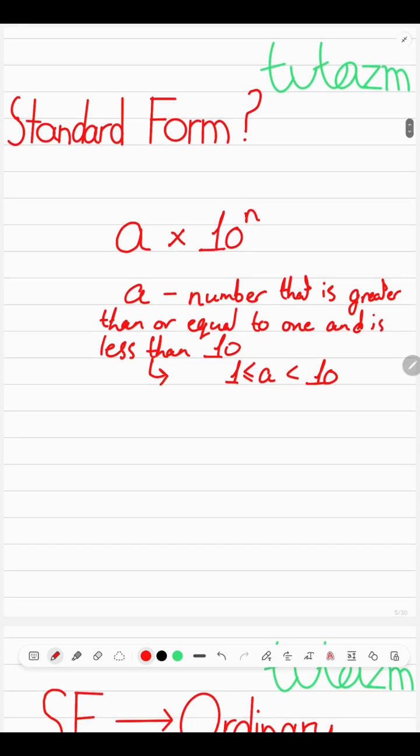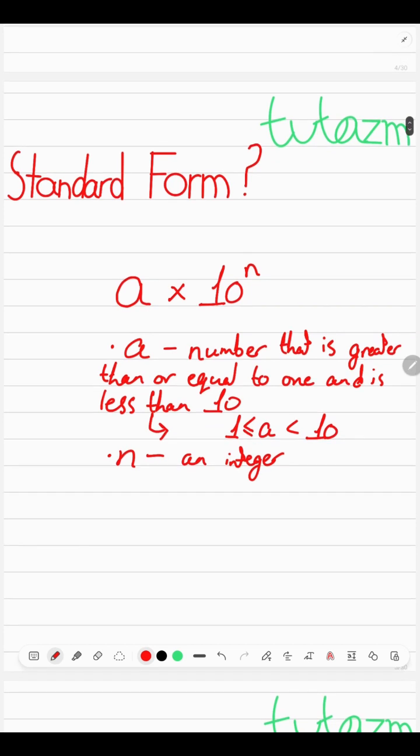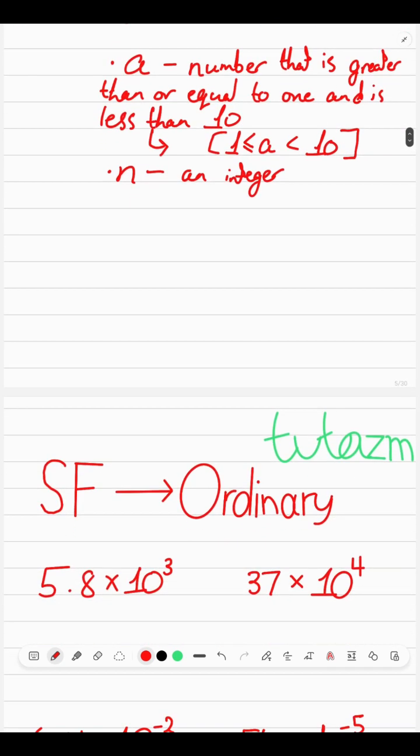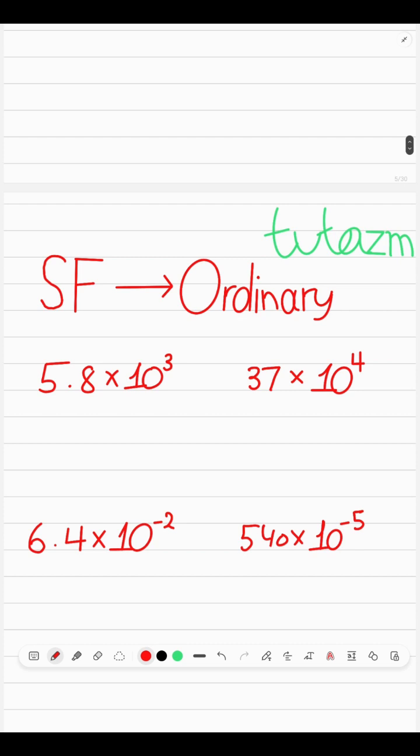But anyway, n, however, is just an integer which can be positive or negative. That does not matter. All we need to know is that it needs to be an integer. This part here is very important because you need to look out for numbers being greater than or equal to 10 or numbers being less than 1 being used in standard form questions. Alright, that being said, let's look at some of the standard form questions.